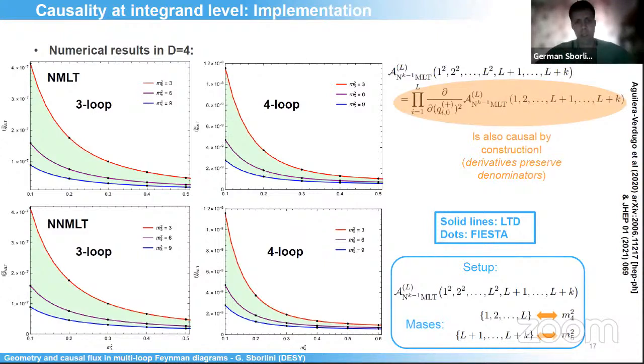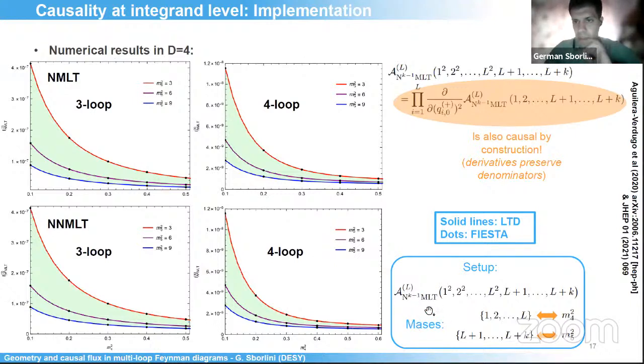So what we have been doing in this paper by Aguilera Verdugo et al. in 2020, published in JHEP, is study the numerical implementation of this causal representation and compare the results with those provided by known numerical codes, such as Fiesta, for instance. We use some benchmark topologies, the next-to-maximal loop topologies with 3 and 4 loops, and we did a scan varying the values of the masses.